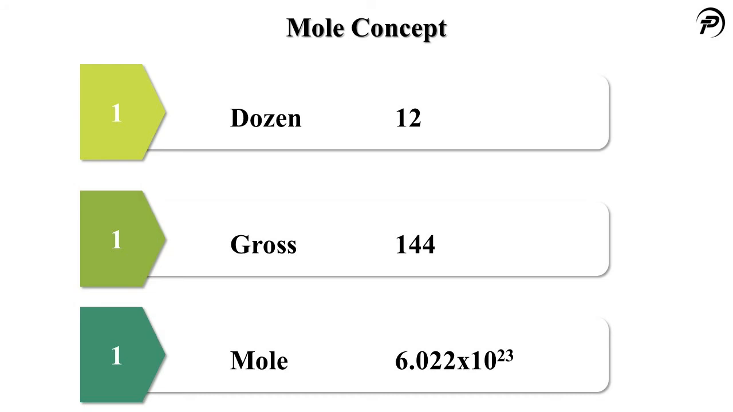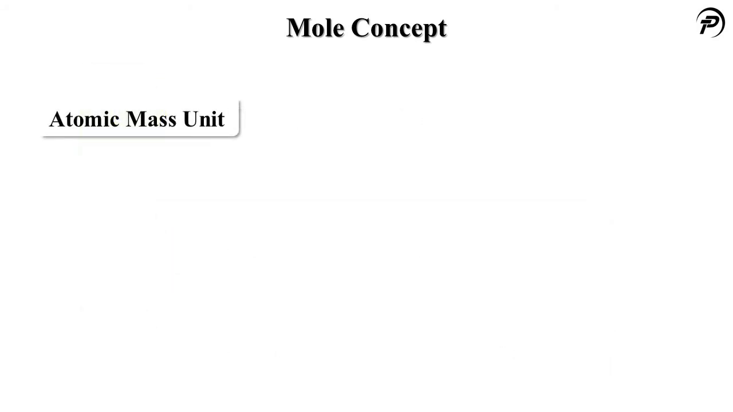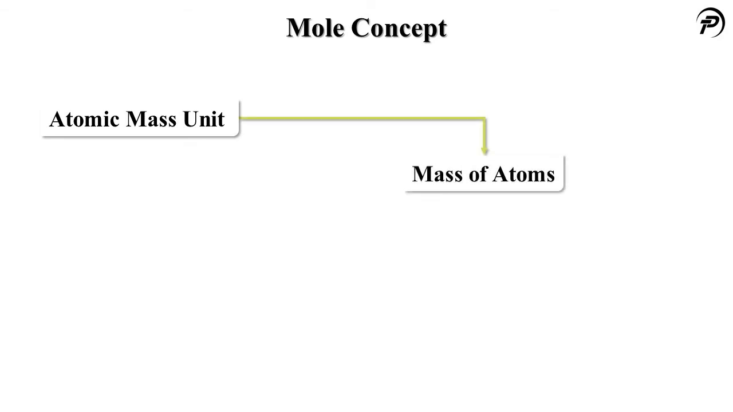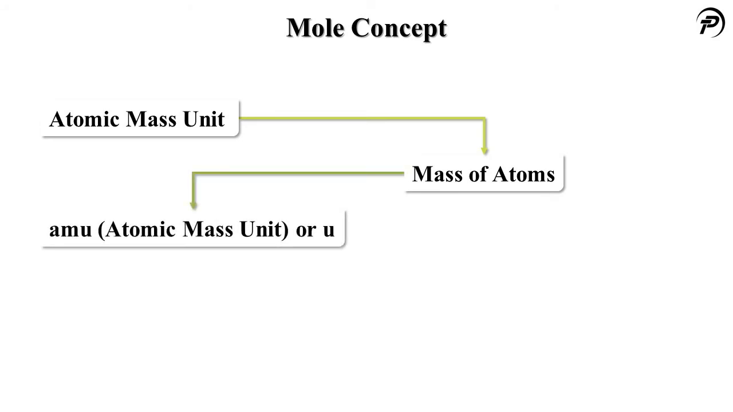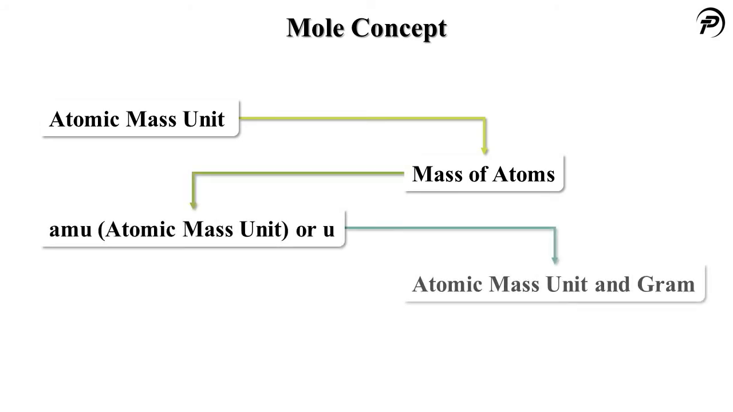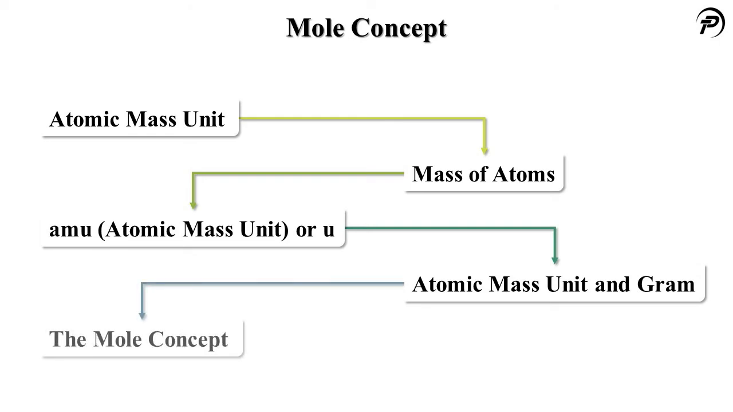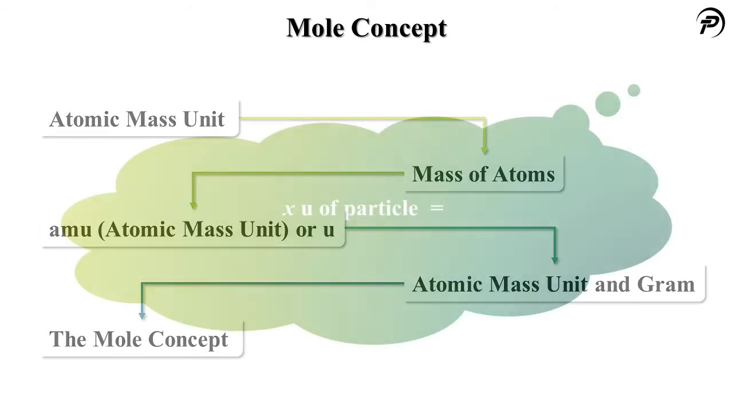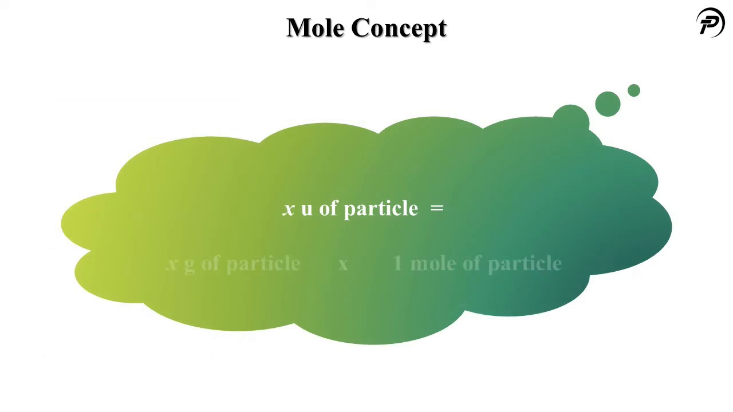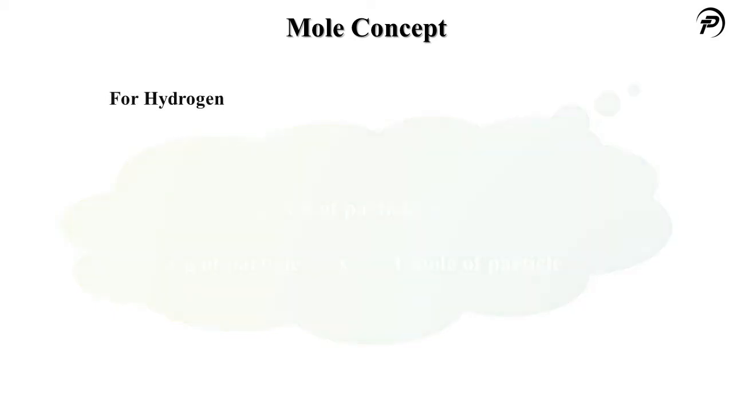As we know, due to being very small particles, the concept of atomic mass unit was introduced to calculate the mass of atoms. Hence, atoms and molecules are measured in amu or u. To establish a relation between atomic mass unit and gram, the mole concept was introduced. The relation is x u of a particle is equal to x gram of that particle, which is 1 mole of the particles.